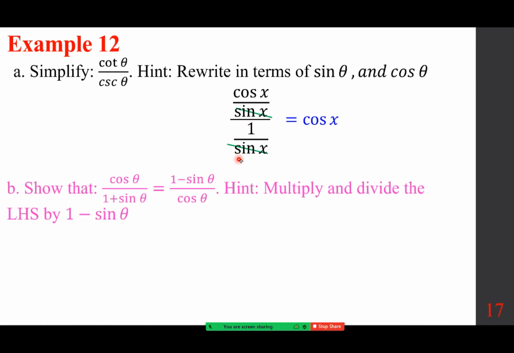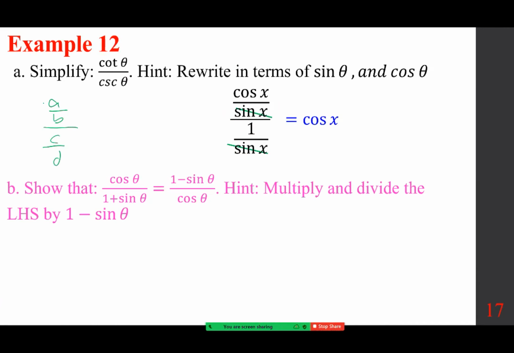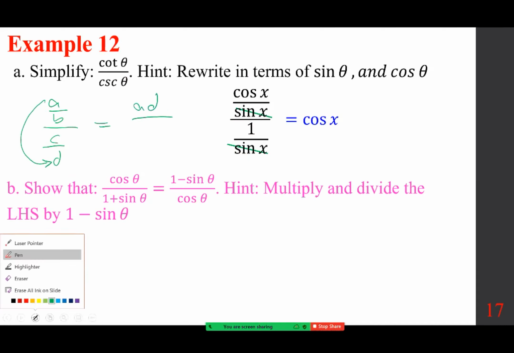By the way, again, just to remind you, if we have A over B over C over D, you can multiply these two and put it at the top, and you can multiply these two and put it at the bottom. So just to refresh your memory about complex fractions.